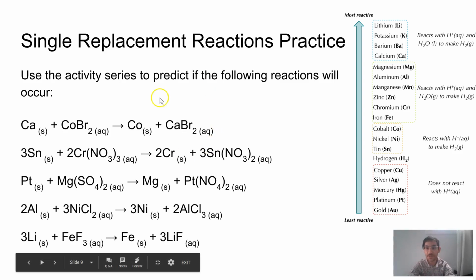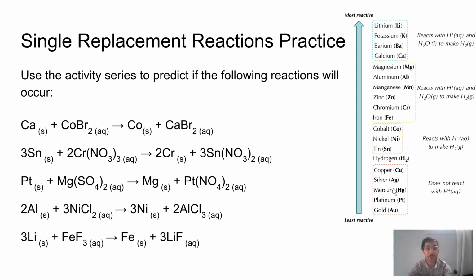Pause the video and see if you can use the activity series to predict whether or not these reactions will occur. Cool, we've tried that out. Let's go through them together. First one, I'm going to look at calcium and see where that is, and then look at where cobalt is, and see, can calcium replace cobalt? Is it higher up? Calcium's up here, and cobalt's down here, so yeah, that reaction can totally happen.